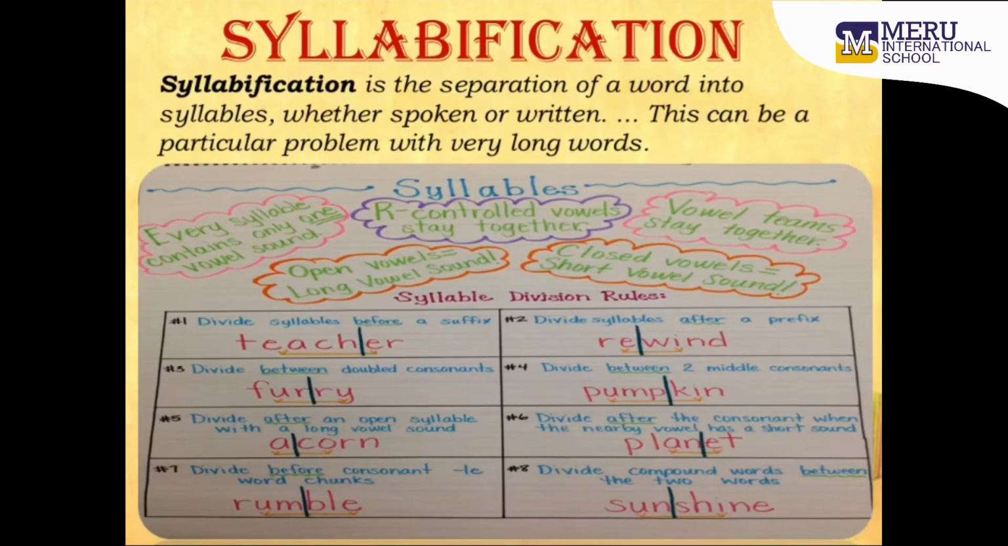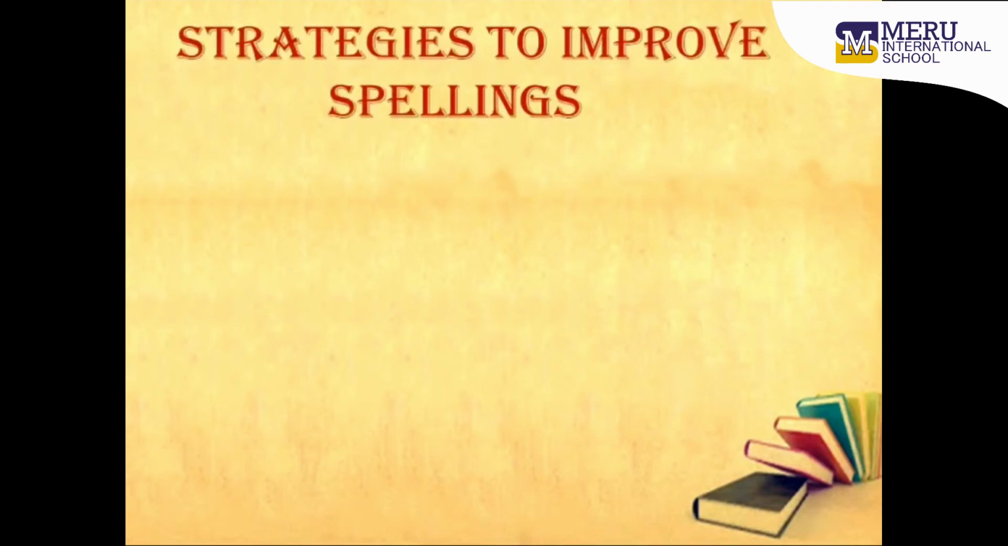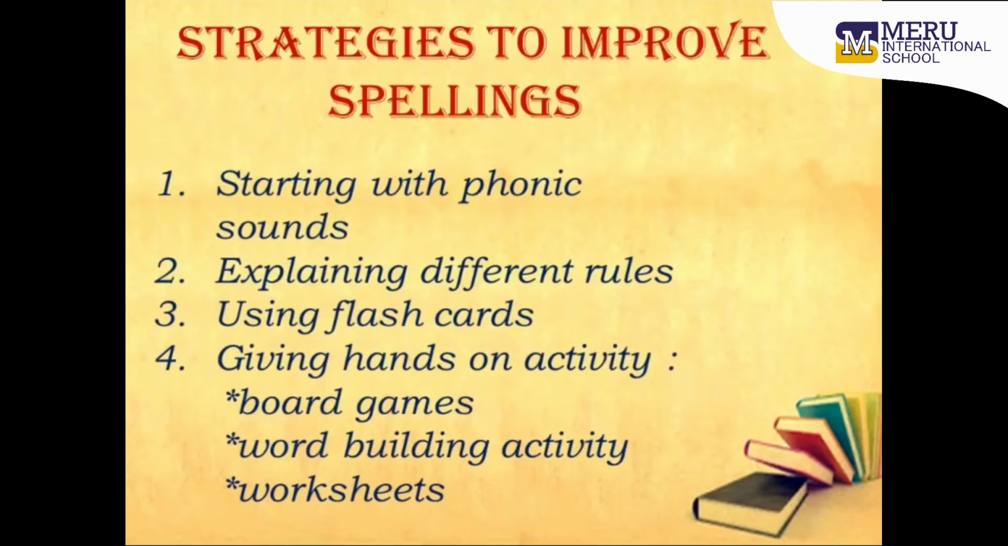So let us go for the strategies to be given to the students while teaching. You can have a few strategies and help the child learn the spellings in a correct way. The child may not be learning the spellings if you ask them to read and drill. So let's find a few fun-filled activities. As we all said, you have to start with the phonic sounds first to understand the rules of the spellings. Then you can explain different rules.